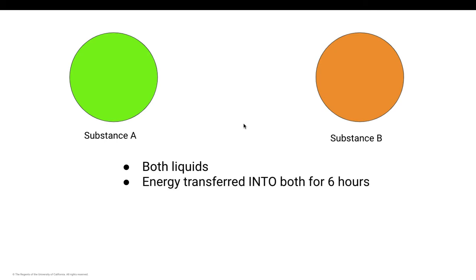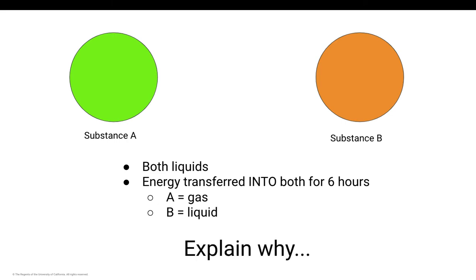Energy is transferred into both for, let's say, 6 hours. It is the same amount of energy, same amount of liquid, same containers, everything is exactly the same. After 6 hours, substance A is now a gas, and substance B is a liquid. Explain why. I'll let you pause the video, and when you're all done, come on back.